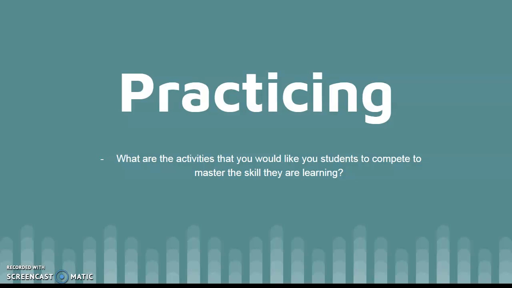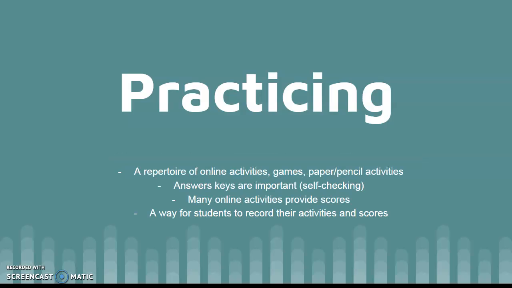Now, you have 4 options on your planning sheet, right? We're going to fill this out right now with some different ideas. Now, think about online activities that you've done in the past. Games, pencil and paper activities. There should be a lot of online things. And keep in mind, as you're filling out this practice, there should be a way for the students to record their activities and their scores, and to do some self-checking. We'll talk a little bit more about that later.